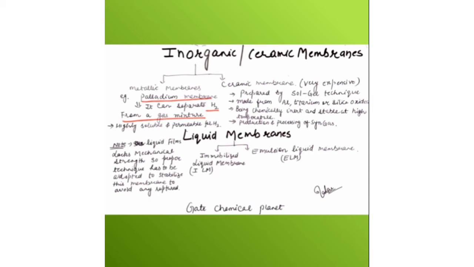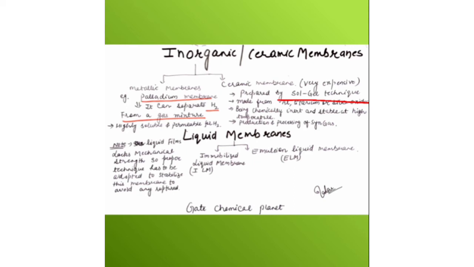So in the separation of hydrogen from a gas mixture, palladium membranes are used, and palladium membranes are metallic membranes. The second category is the ceramic membrane. Ceramic membranes are very expensive. They are prepared by the sol gel technique. Remember this technique for the preparation of ceramic membrane. It is a sol gel technique.